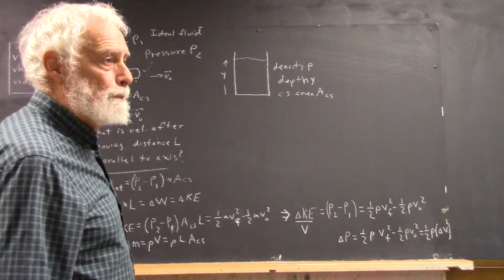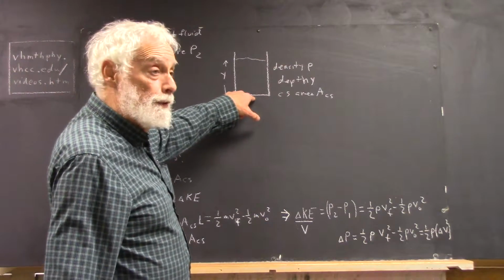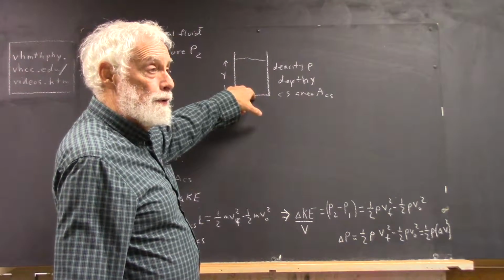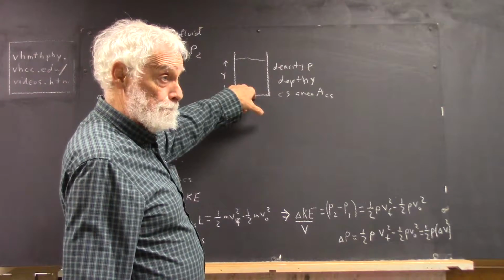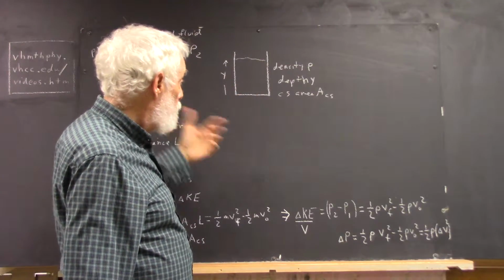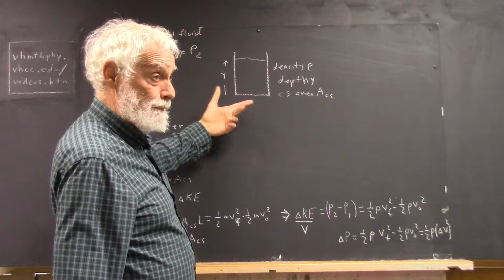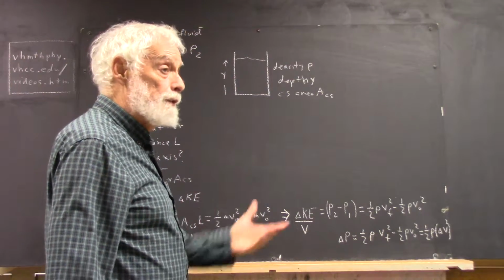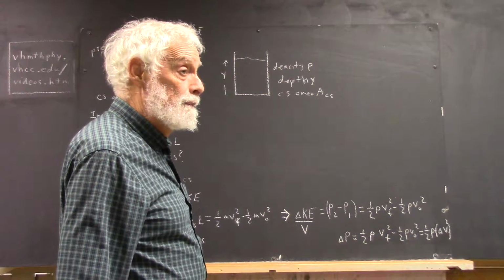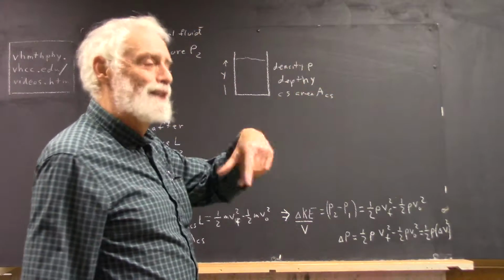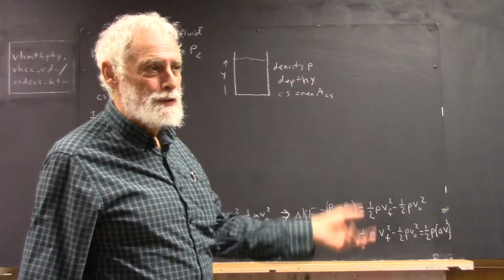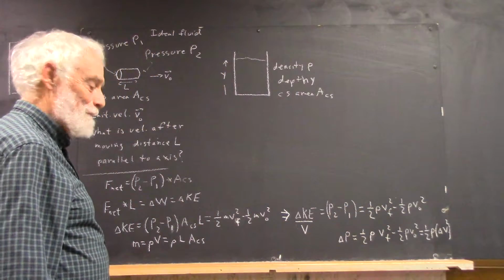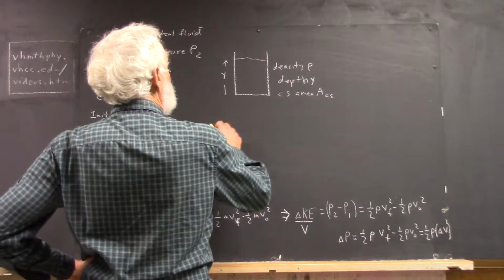Then how much pressure does there have to be at the bottom of this container? Well, pressure is force per unit area, right? What's the force on the bottom of the container? Y times ACS times rho. Times gravity. You gotta have gravity in there. Very good.